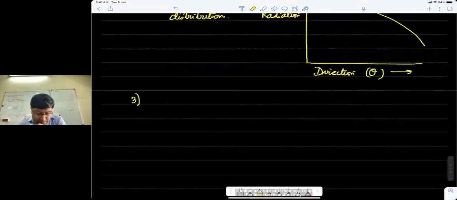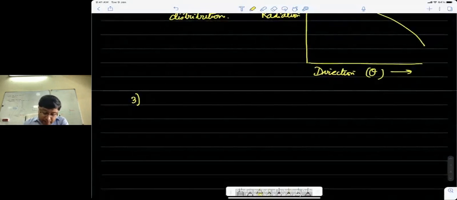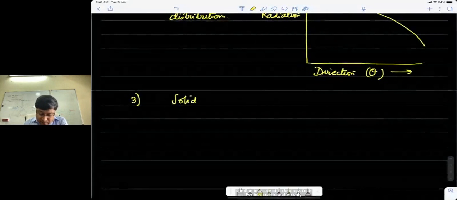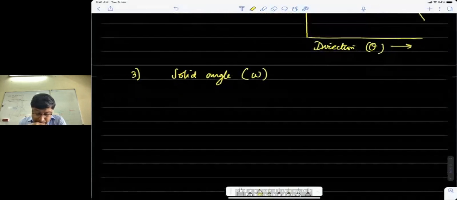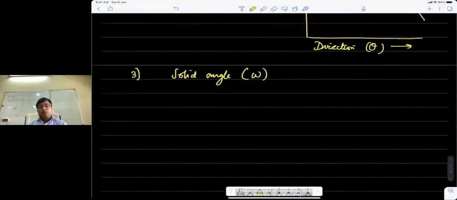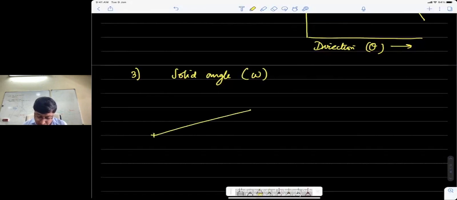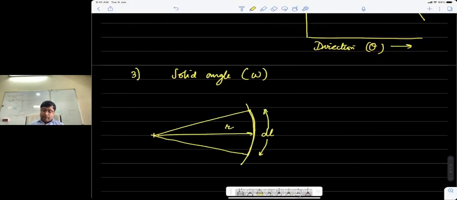The third, I should not say terminology, but a variable that we will tackle, is called the solid angle, which is typically denoted by the symbol omega. Solid angle is very similar to an angle in a plane between two rays. For instance, let's say we have some origin and a small arc in a circle, which I'm going to draw exaggerated. Let's say we have a small arc of length dl, at a distance r from the center.